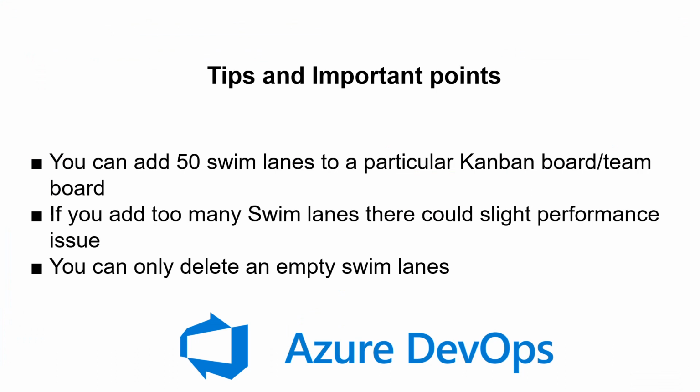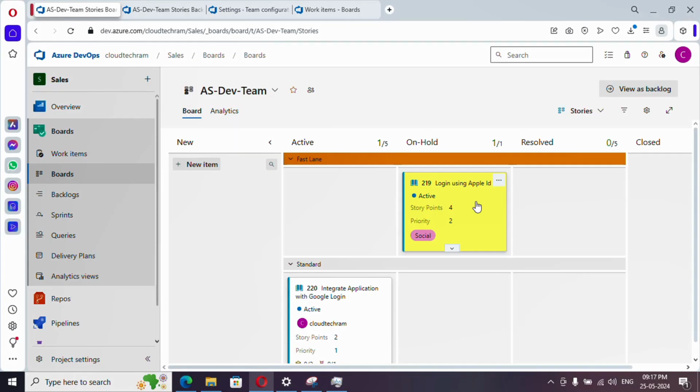And now let's see about the important points which we need to consider in swim lanes. You can add only 50 swim lanes to a particular board, which means for a particular team. Just note that if you add multiple swim lanes, it could have a performance issue, meaning while moving the cards, there could be some delay. So just keep the swim lanes minimal. If you want to delete a particular swim lane, you need to remove all the work items from this particular lane, then only you can delete this lane.